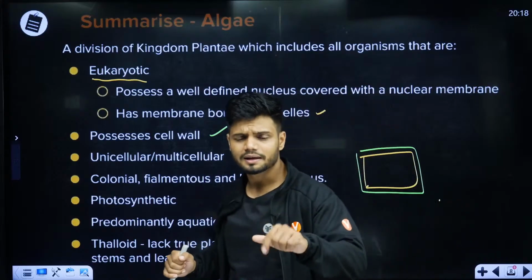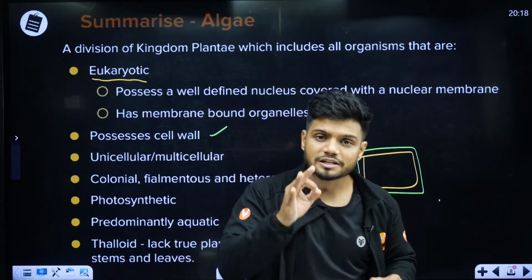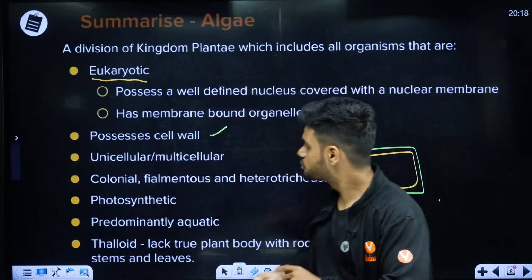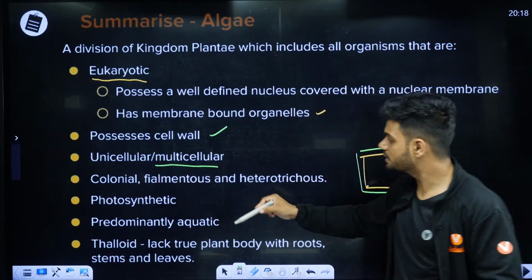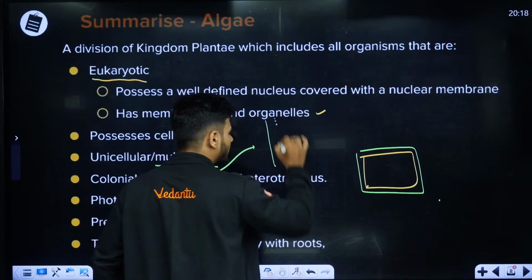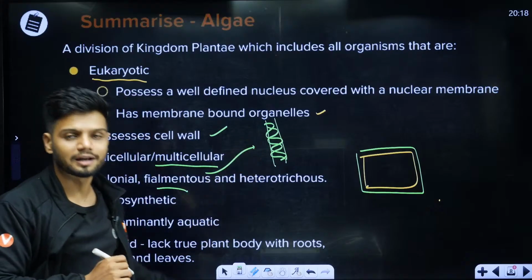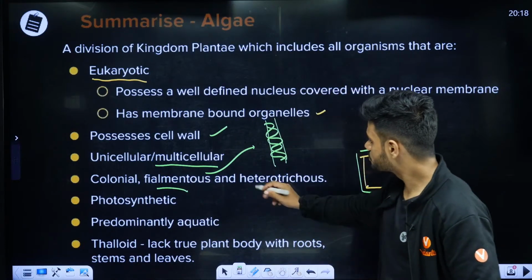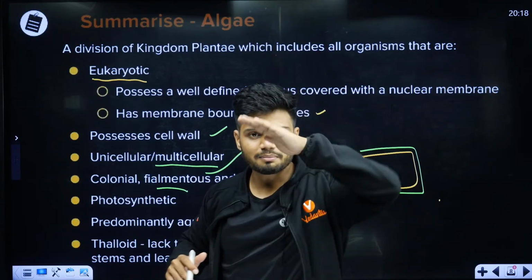There are some algae like Chlamydomonas and Chlorella, which are unicellular, but 99% of the algae are multicellular. So most of them are multicellular. They can be found in colony and filamentous forms. Does anyone know an example of filamentous algae? Anyone has seen? Which is the algae? Spirogyra. Spirogyra is a filamentous algae. And also heterotrichous. The meaning of heterotrichous is that some algae are erect, some are prostrate.